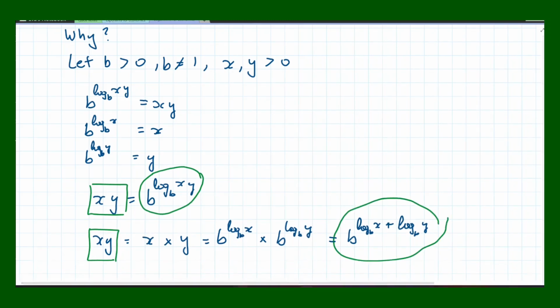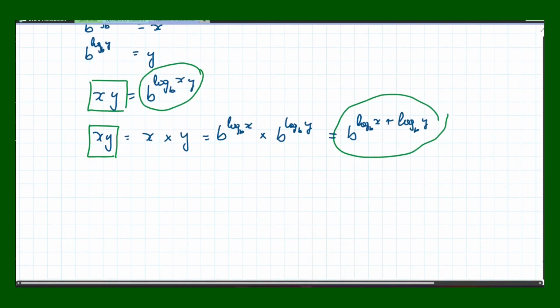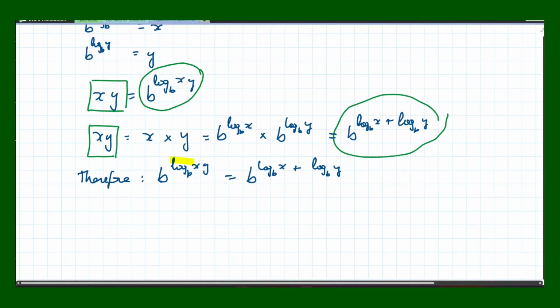So, how can we write this down using formal mathematics? Once we have a bit more space, we can use the word therefore, very commonly used in formal proofs. b to the log base b of xy equals b to the log base b of x plus log base b of y. Now, we need one more step because this is not quite what we wanted to prove. What we wanted to prove is that what's in the exponents are equal, not just the exponential expressions being equal.